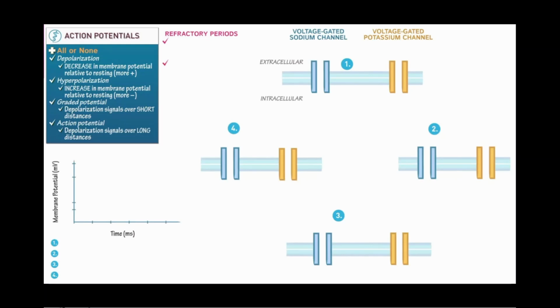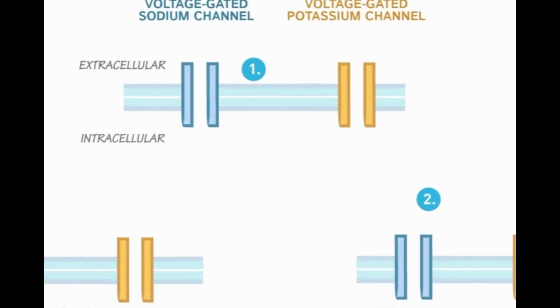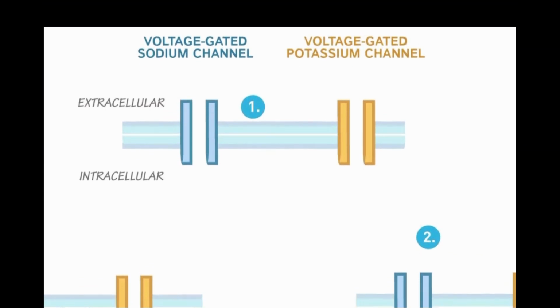So this is set up in 4 different areas. We're going to look at the first one by itself, and phase 1 is the resting phase. At the resting phase, all the gates are closed. So we'll do a blue gate here. That's closed. And a gate there.